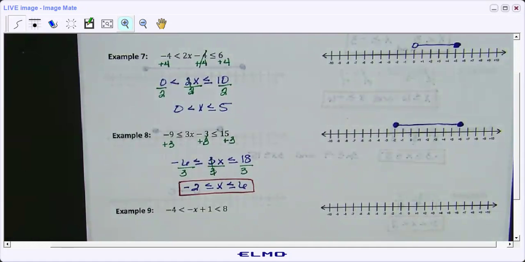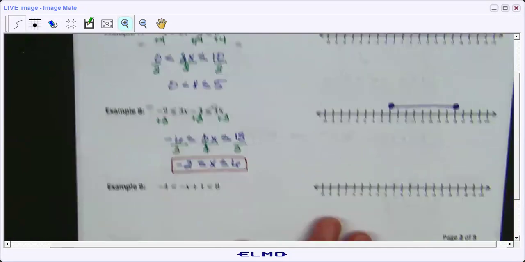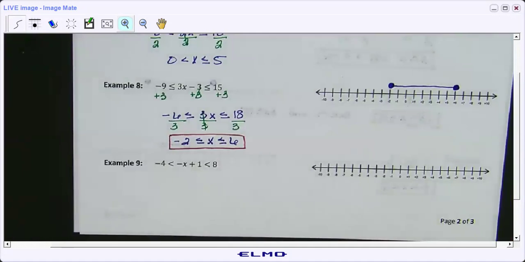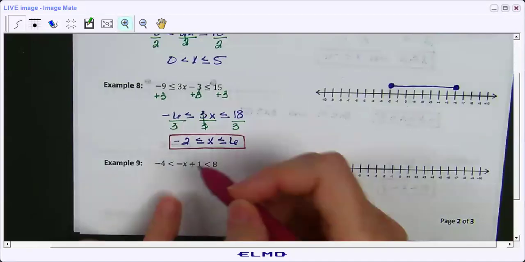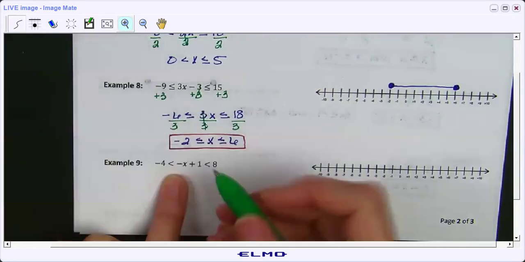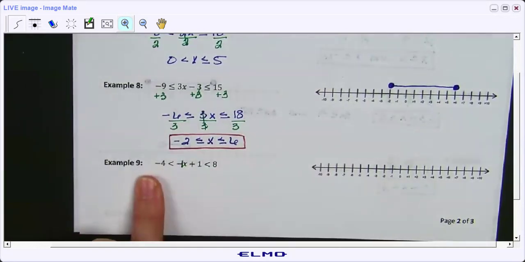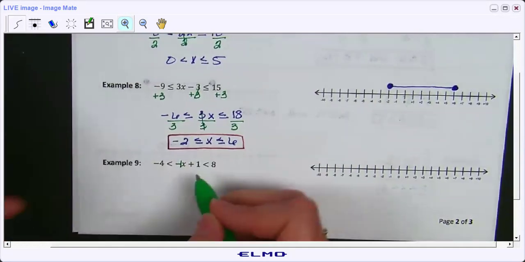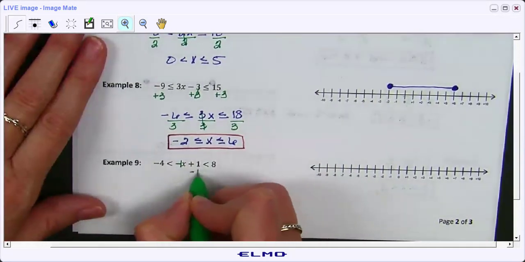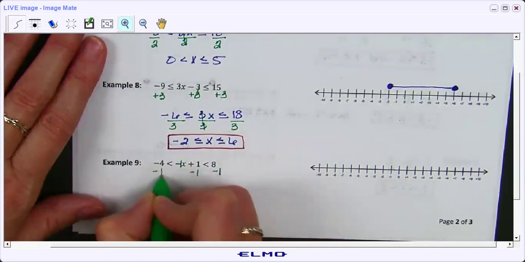Any questions on that one? Anyone still working on this one? Okay. This next one is actually a 2-step, and I put it on here for a reason. Remember, anytime you divide or multiply by a negative, it flips the sign. So this negative x right here is like a negative 1x. All right, so the first step here is we are going to subtract 1 on all sides.